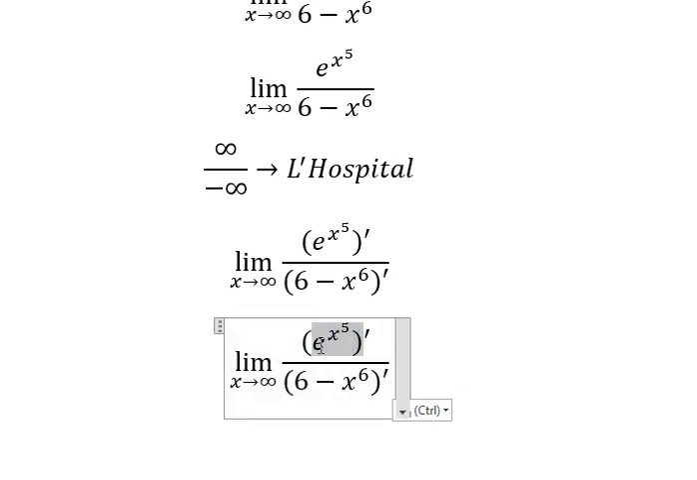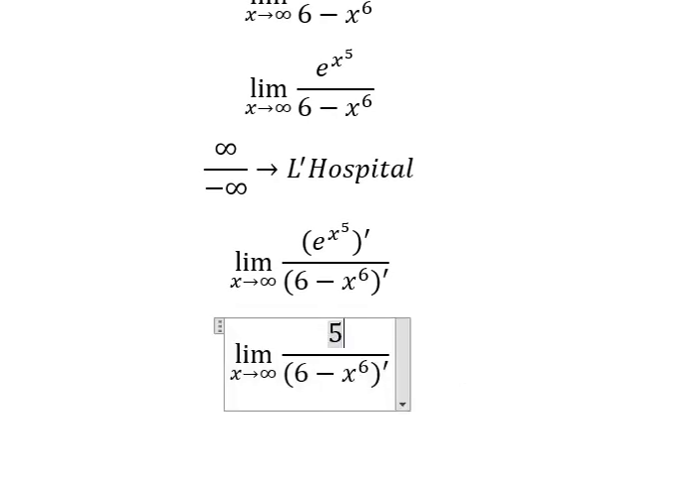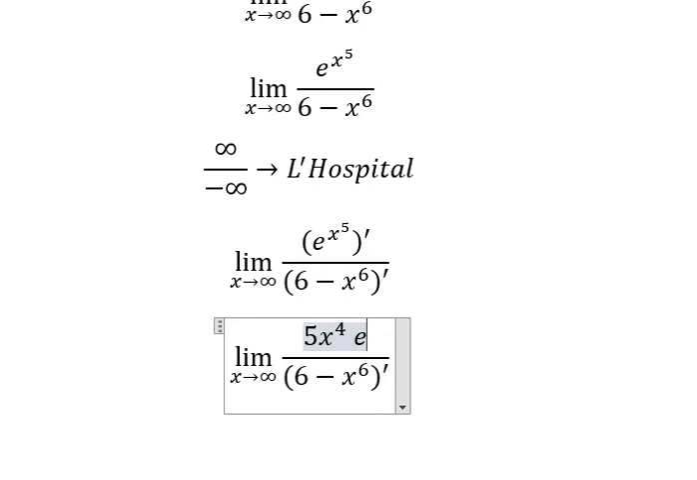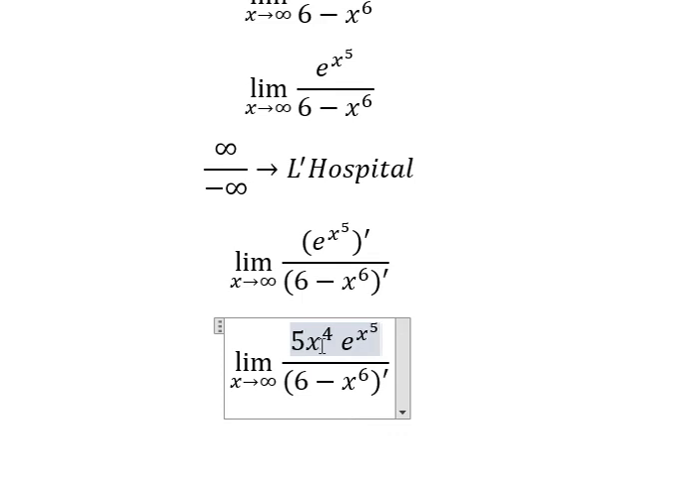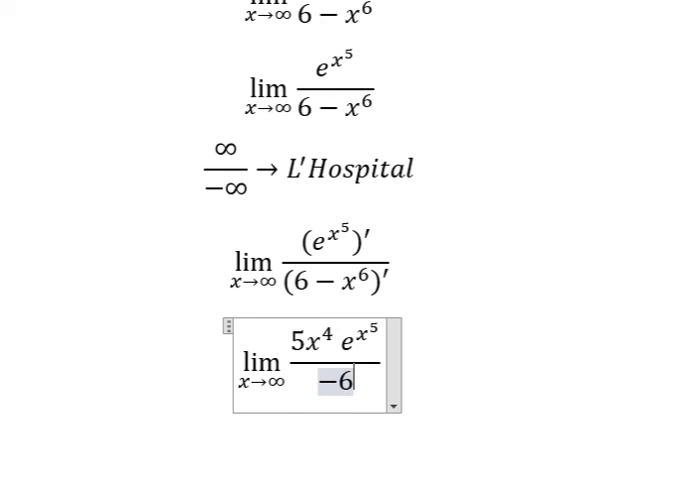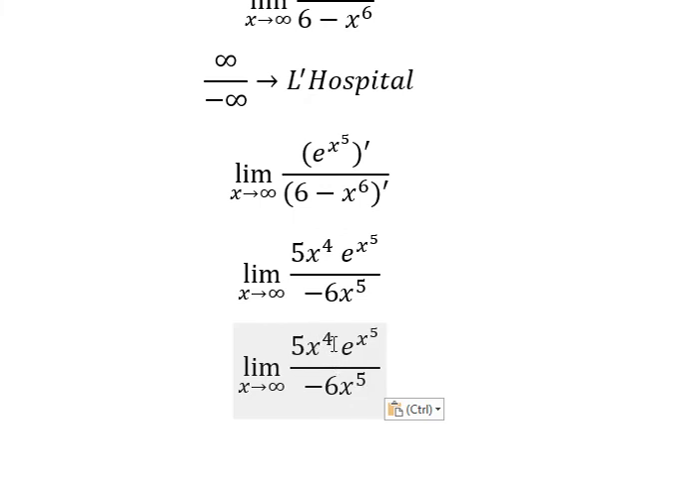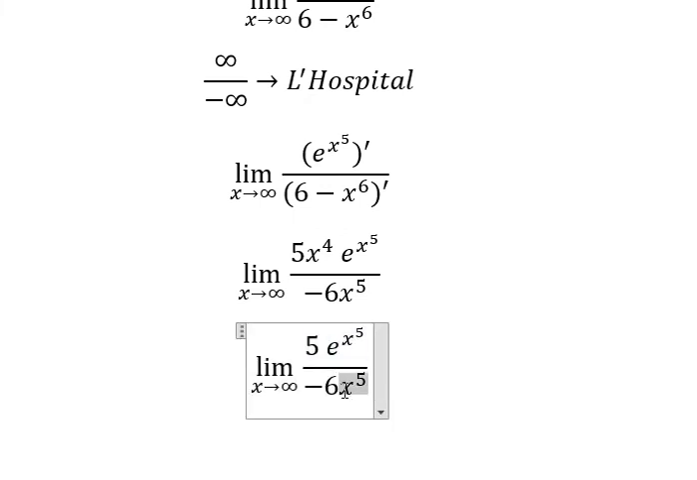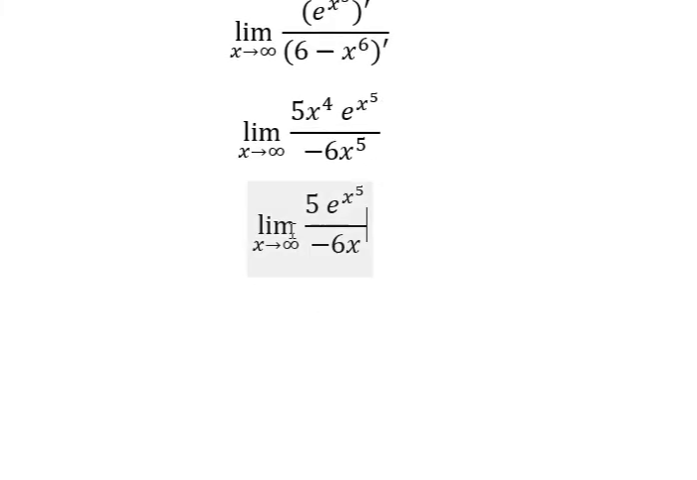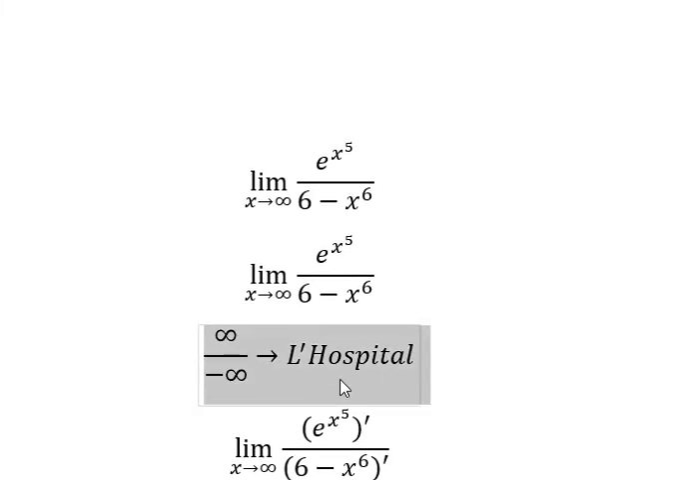So for this one, we have 5s to the power of 4 e to the power of s to the power of 5. This one we have negative 6s to the power of 5. So this one and this one we simplify. Now this one we have infinity, this one we have negative infinity. So we continue using L'Hospital.